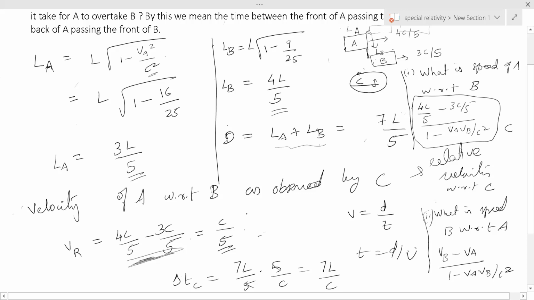But here, what's the question here? What's the relative velocity as observed by another observer who is at ground? So C sees A moving at 4c by 5. The same person sees B moving at 3c by 5. So what's the relative velocity from the same frame? That's the question. So he just has to add or subtract the velocities depending on their directions.